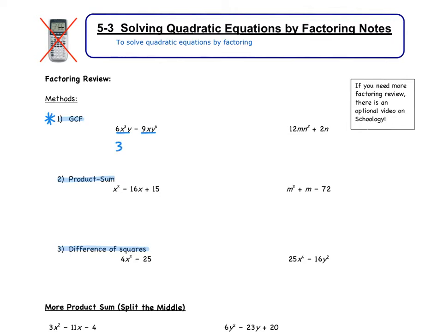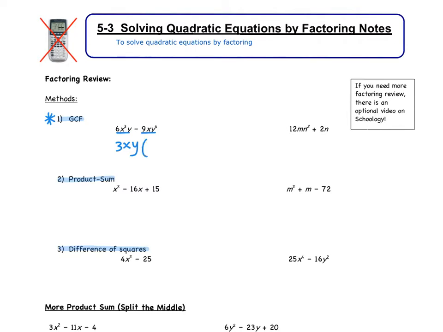Then I need to look. The first term has an x cubed. The second term has an x. That means at most I can take an x out of both terms. And then I have a y and a y to the fourth. The most I can take out is a y. So 3xy is our GCF.